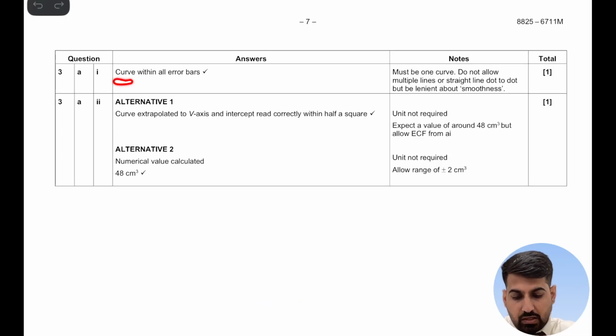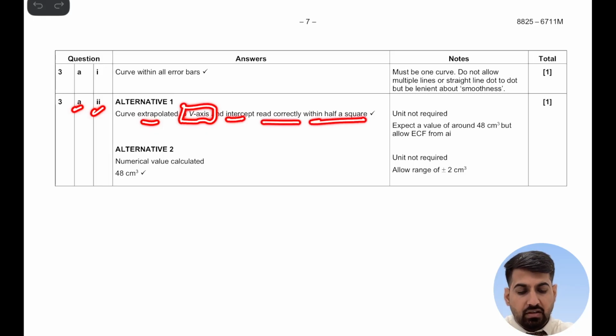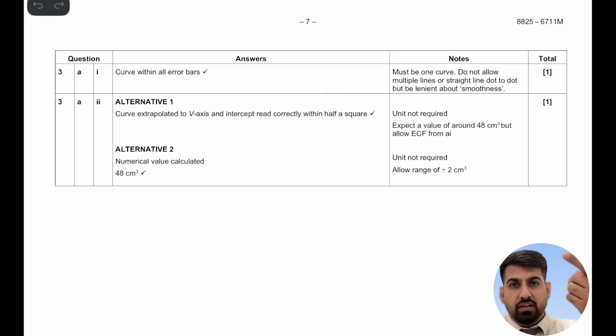So as you can see, curve within all error bars, if it is passing, it is 1. And it is mentioned that you have to be a little bit lenient about the smoothness of the curve for the examiner. So if it is passing through all the points, you will get 1 mark. For part A, second, curve extrapolated to V-axis and intercept read correctly within half a square. The best way is to answer the exact value that you will have on the y-axis.